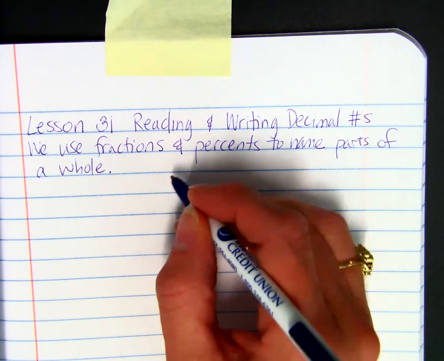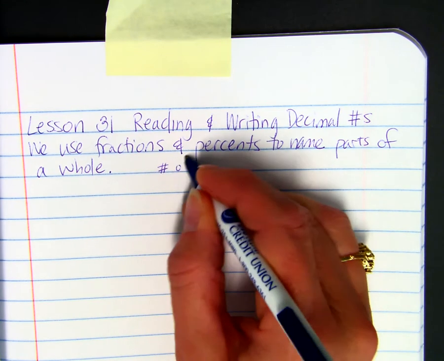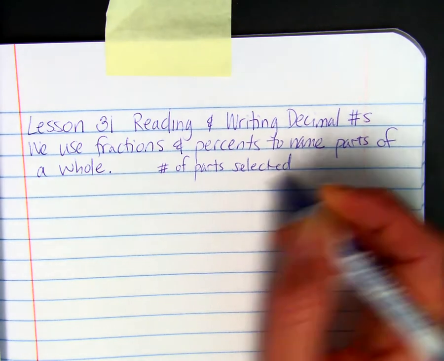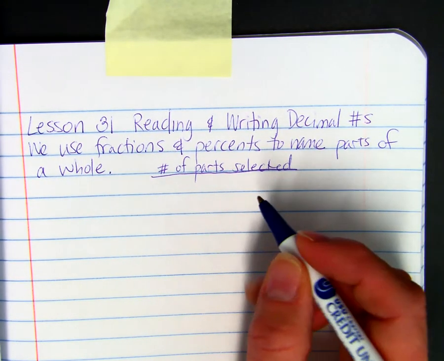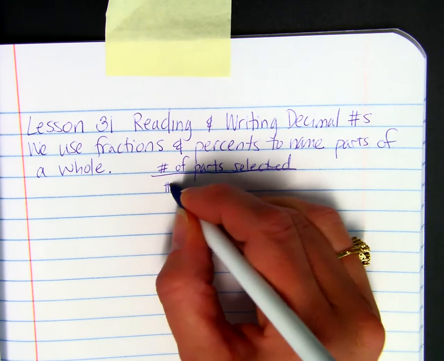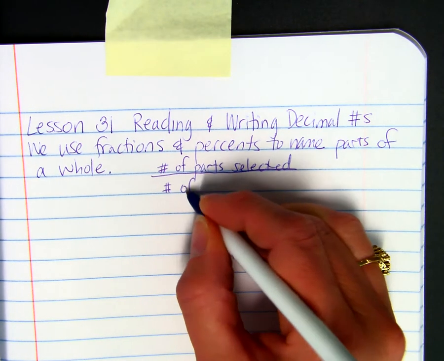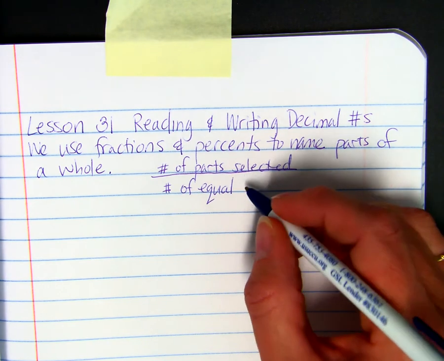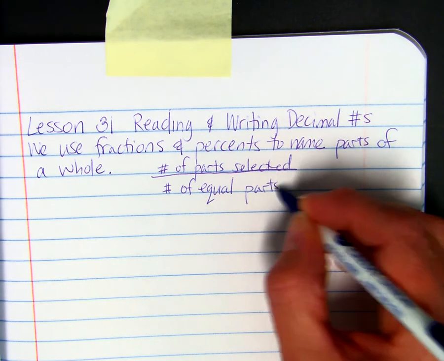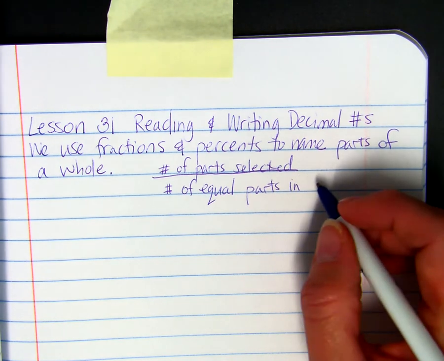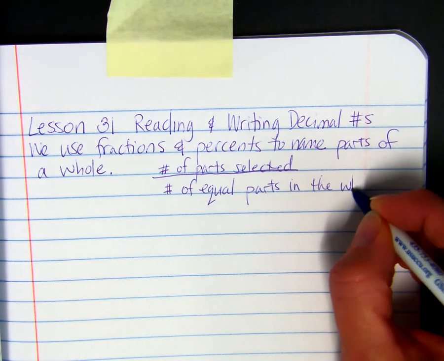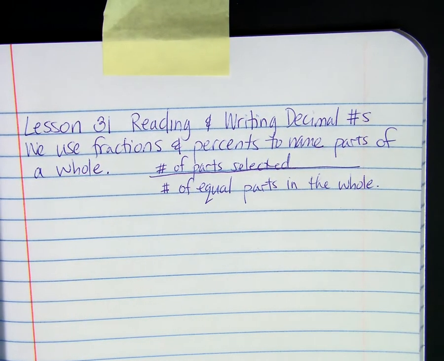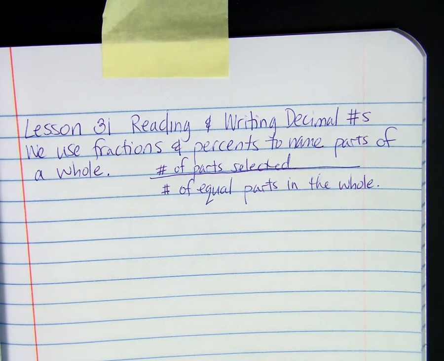So in the numerator, we put the number of parts selected, and in the denominator, we put the number of equal parts in the whole. So decimals are also fractions.